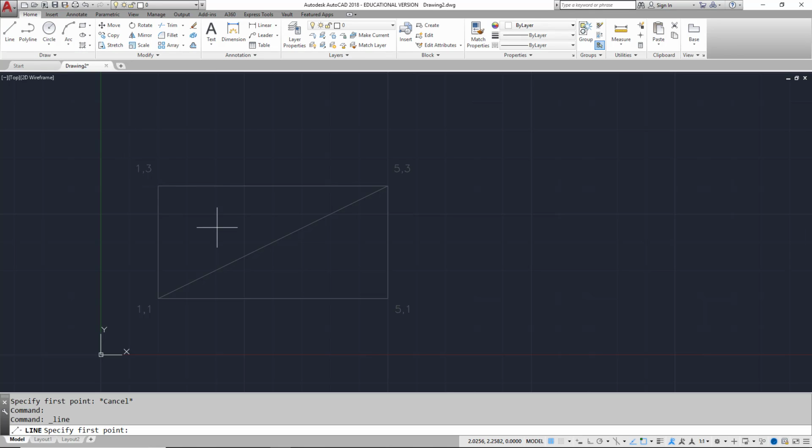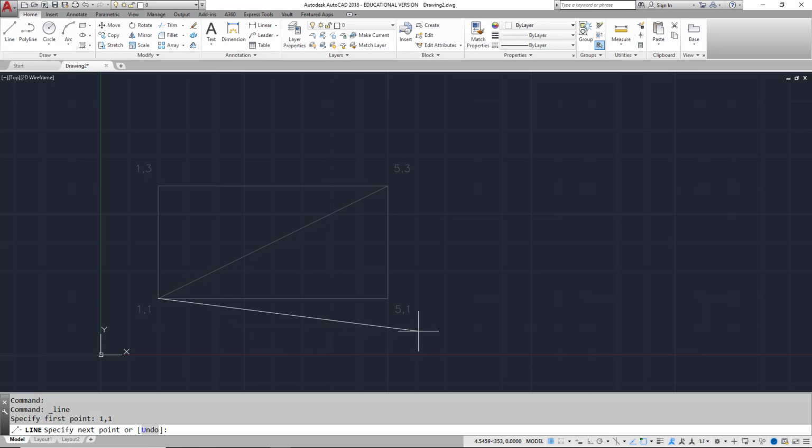I'm going to use the line command, and it asks me to specify the first point. Now I don't remember what the previous point was that I typed in or picked with my mouse, so I'm going to use an absolute coordinate to start with. In this case, 1, 1. Press enter. But now from here, I know that my previous point is 1, 1.